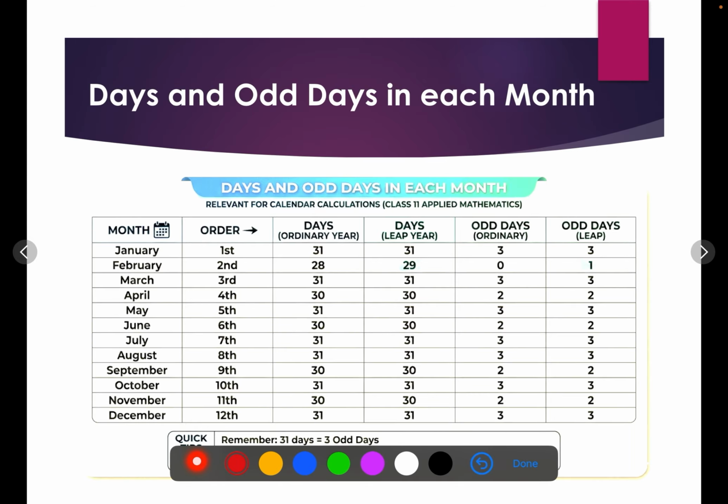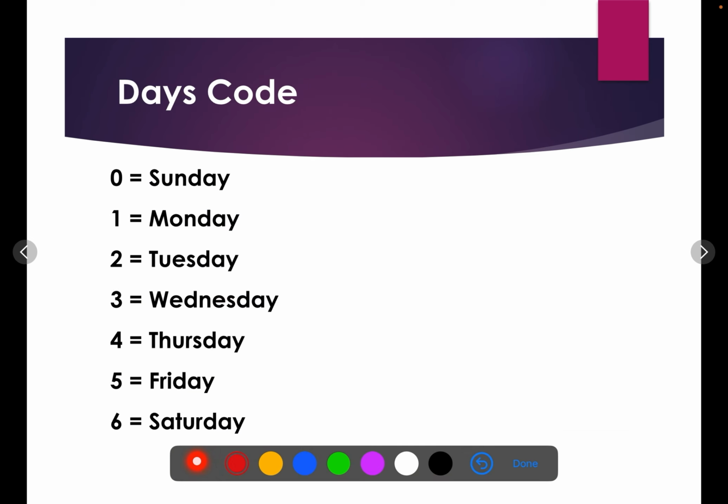So this is a standard format where I can see all 12 months, their order, the number of days it has. So in an ordinary year, we all know that February is 28 and in leap year it is 29. So accordingly, the number of days are calculated for every month. You have to keep this in mind.